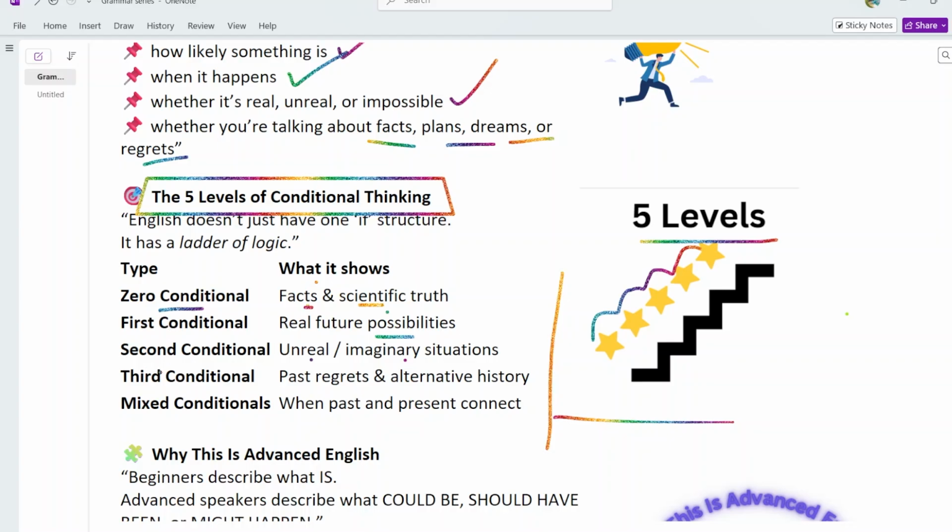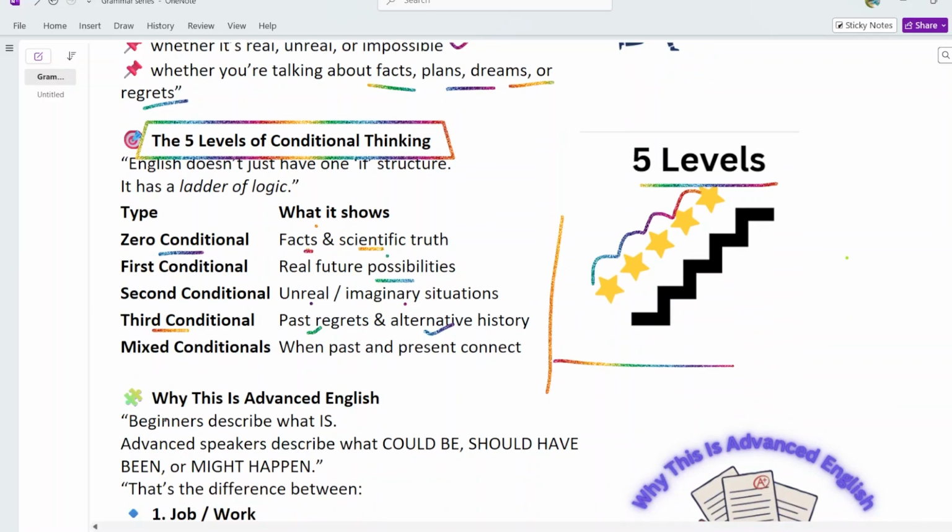We are also going to take a deep dive into the next conditional as well. The third conditional deals clearly with your past regrets and alternative history. Okay, we'll be talking about that in depth when we come to that particular topic. This particular lesson is just an overview of how conditionals look and what they are, just for you to understand how important conditionals are when you're looking at speaking fluently.